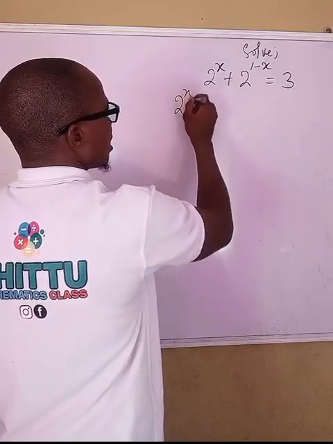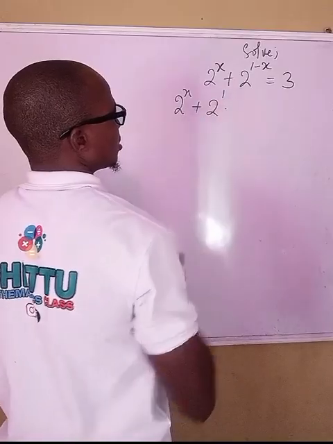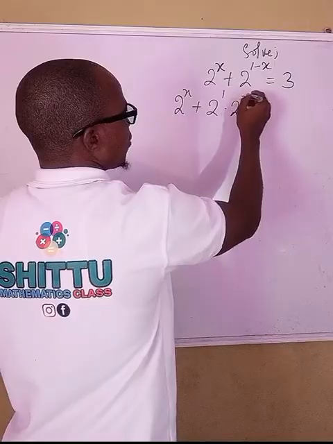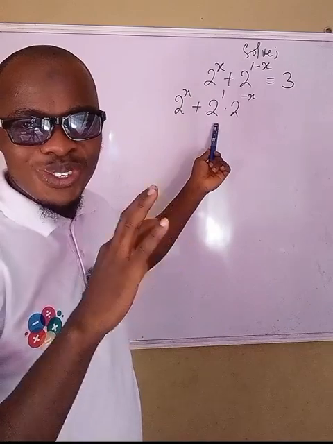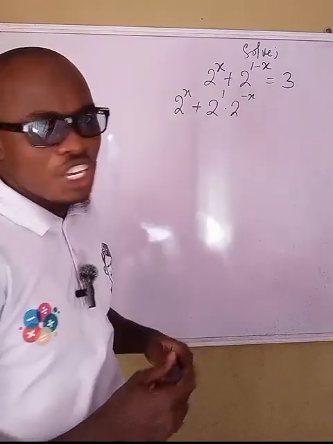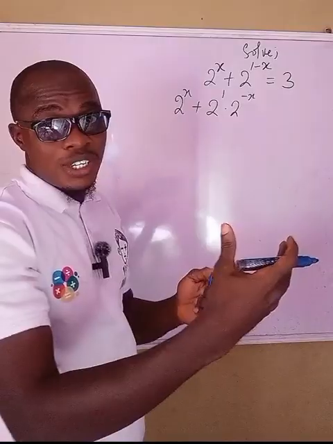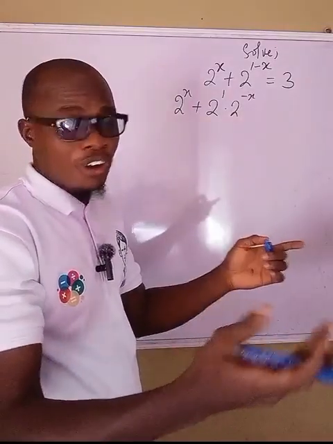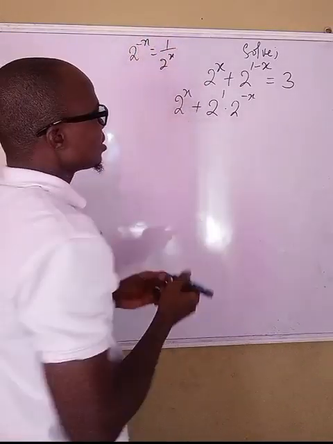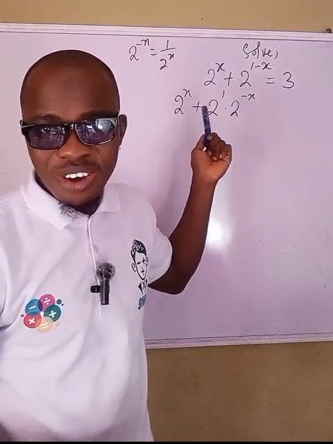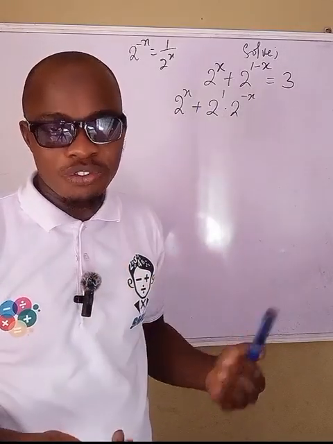We're going to have 2^x plus 2^1 multiplied by 2^(-x). I believe this is how the majority of students will do it. But if you look at 2^(-x) here, the normal way of solving it is to write 2^(-x) as 1 over 2^x, which brings in division, or a fraction. And most times, if you have a fraction like this, you might be confused.